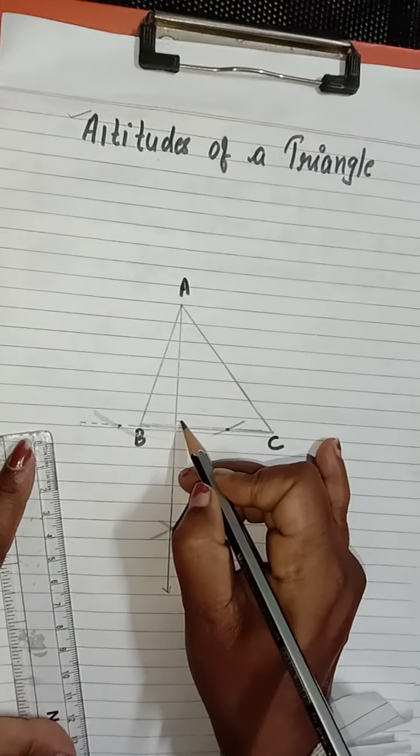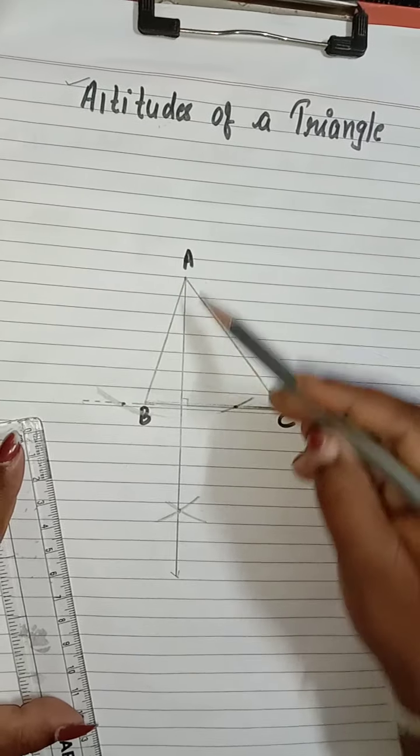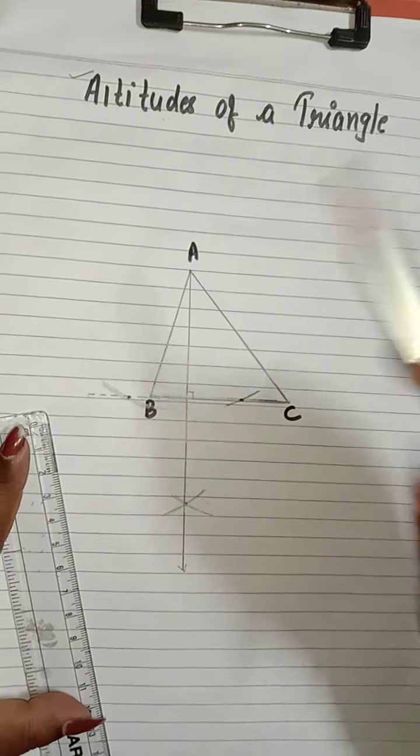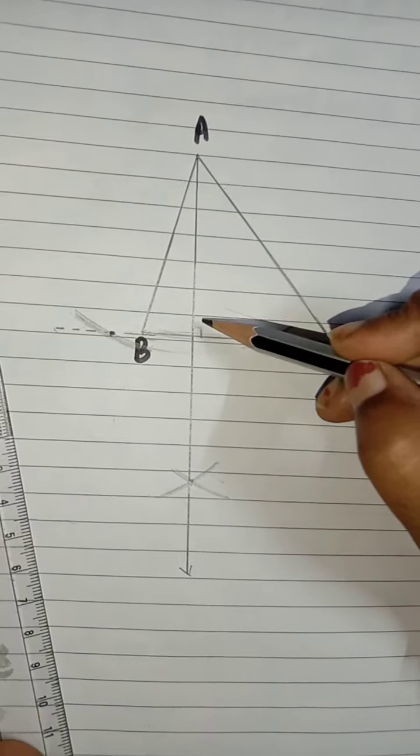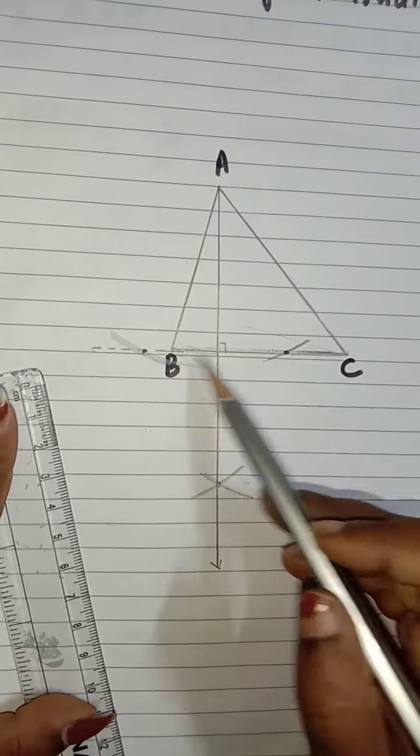So this is nothing but an altitude from point A on BC. Okay, we have constructed the altitude. Altitude is nothing but a height. Altitude from point A on BC.